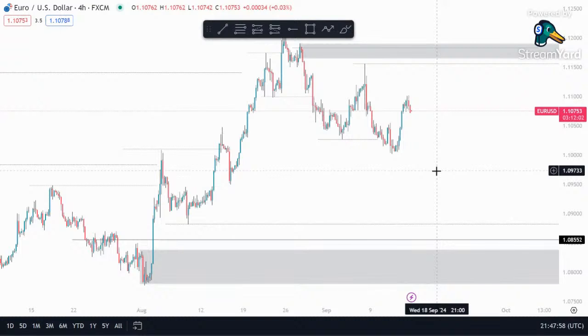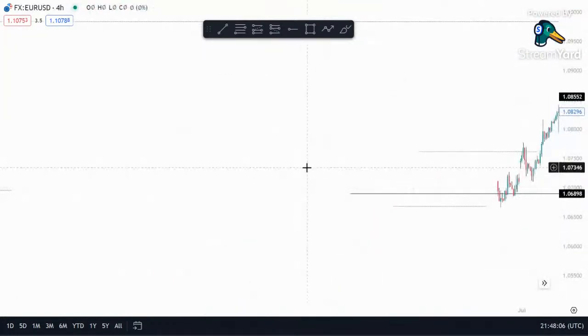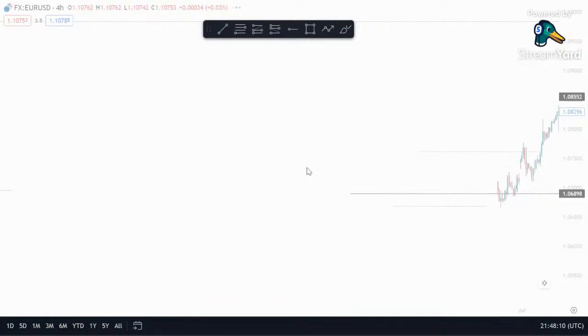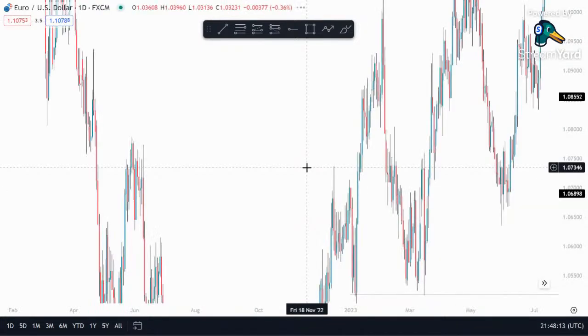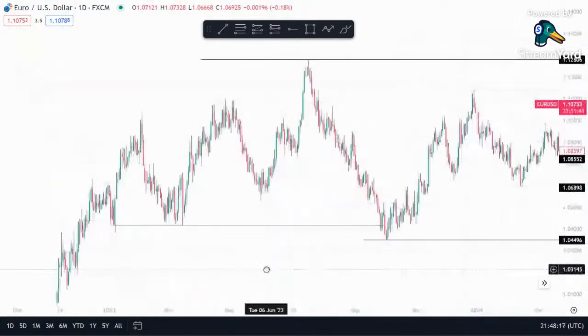On top of it, you can then look for a confirmation, which is either another breaker block or a mitigation block, then you can take the trade. True, true. There are a lot of ways to enter a trade. For example, this.